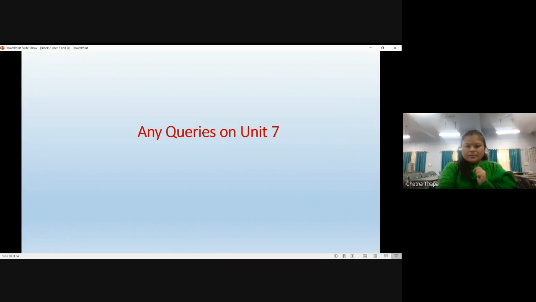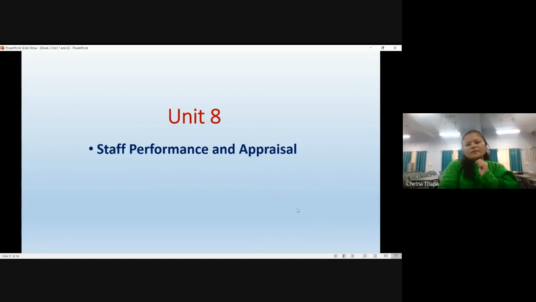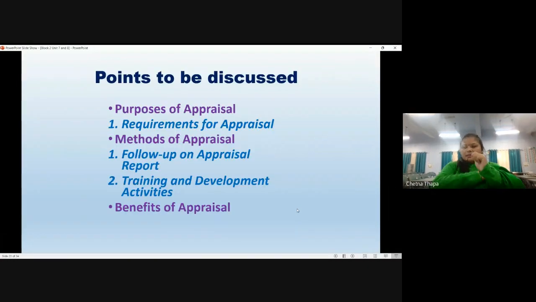All right, we'll proceed to the next unit, Unit 8, that is Staff Performance and Appraisal. In this unit, we will be discussing the purposes of appraisal, the requirements for appraisal, the various methods of appraisal, the follow-up on the appraisal report, the trainings and developmental activities, and the various benefits of appraisal.